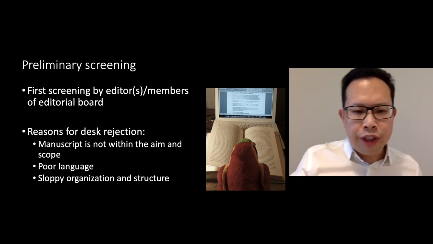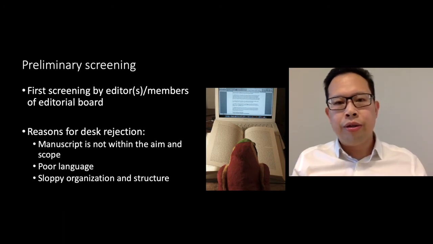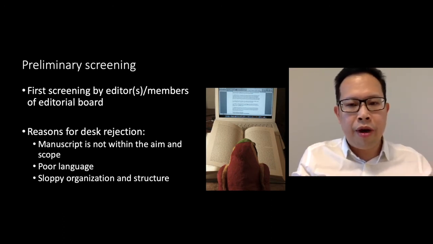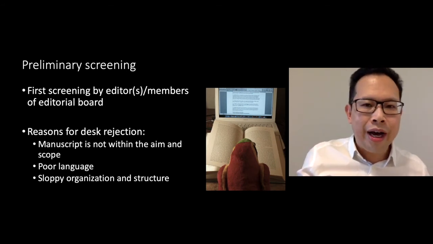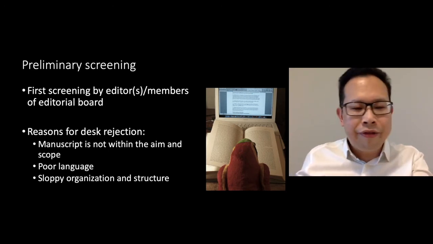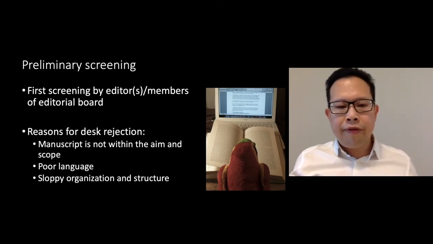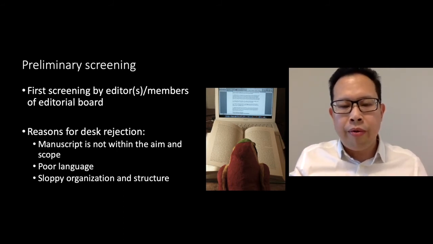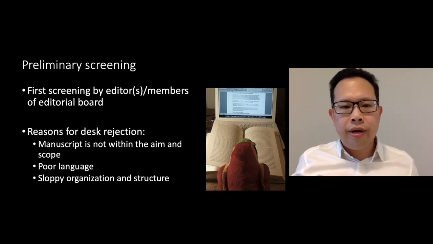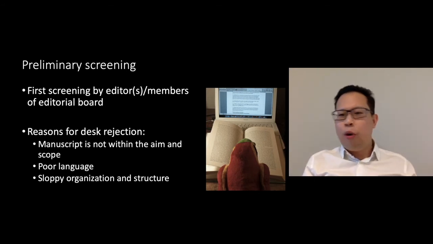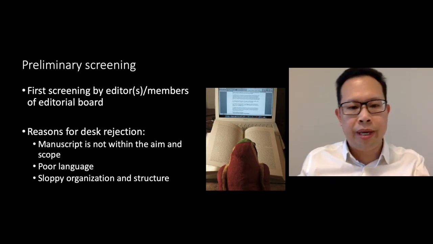Another reason for desk rejection is, of course, poor language. Especially for graduate students and junior scholars, if you are not a native English speaker, if English is not your first language, you can hire a copy editor or ask a friend to proofread your manuscript for you. Because very often, poor language is one of the main reasons for desk rejection. If the editor or members of the editorial board do not even understand what is going on in the article because of poor language, chances are it's not going to be sent out for peer review.